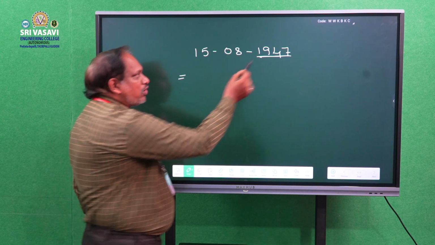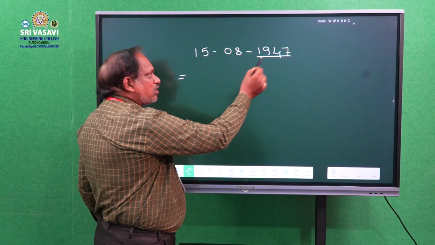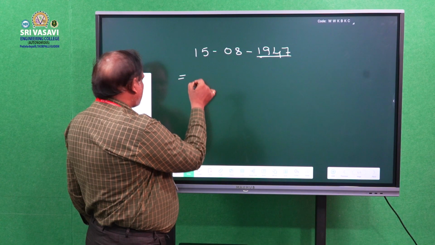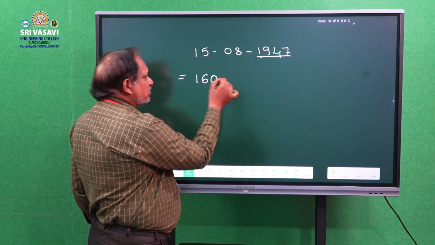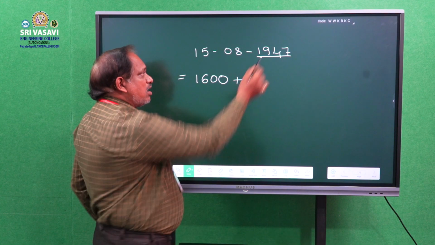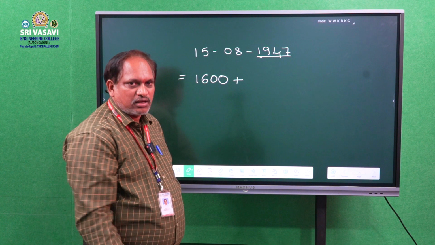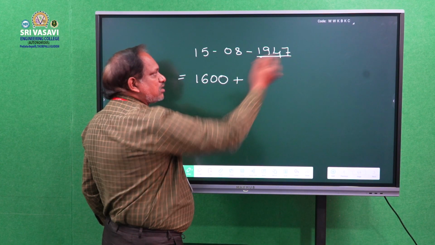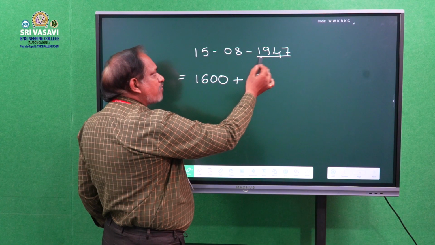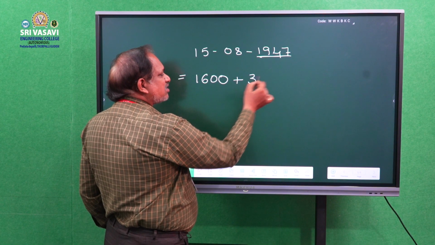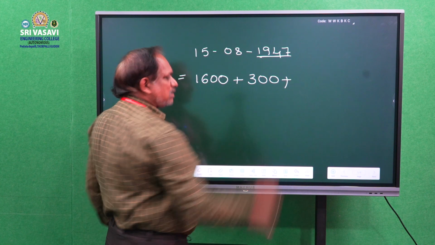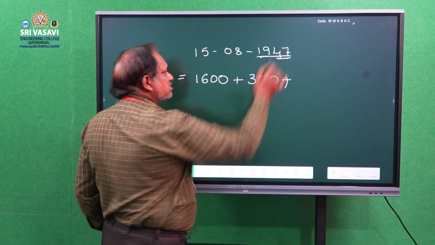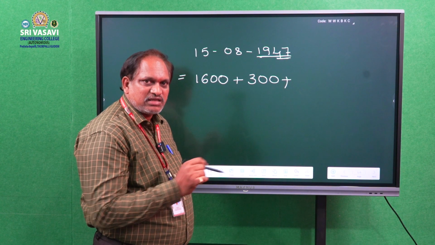So how many 400s are there? In 1947 there are 4 400s, that is 1600. So the first step, always consider out of 1900, 1600, because it is 4 400s. And how many centuries remain after 1600? 3 centuries are there, so we consider that as 300. The remaining years after the centuries are 47 years. But the 47th year is running.